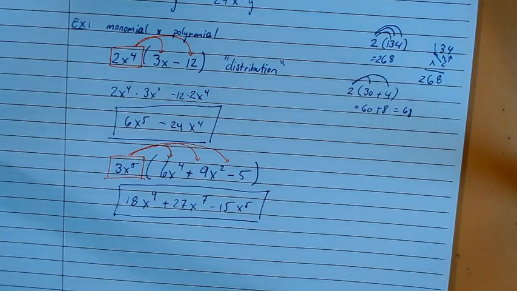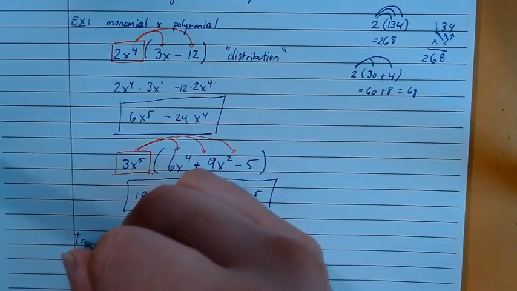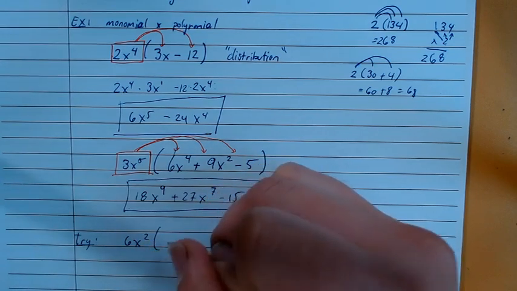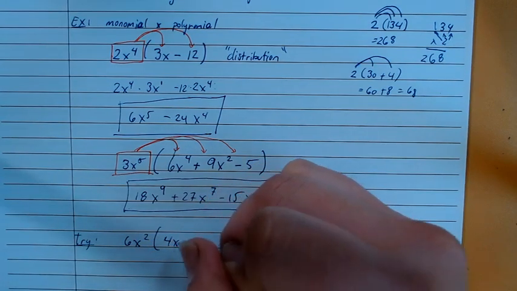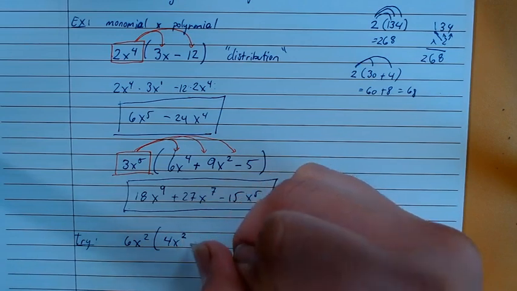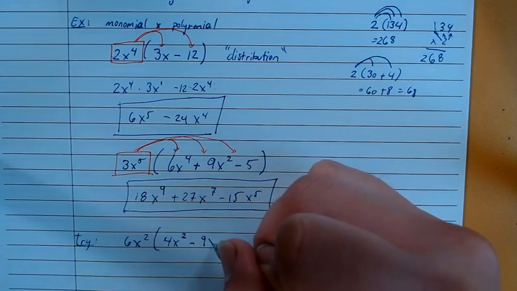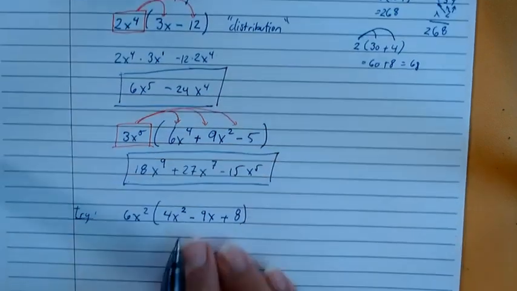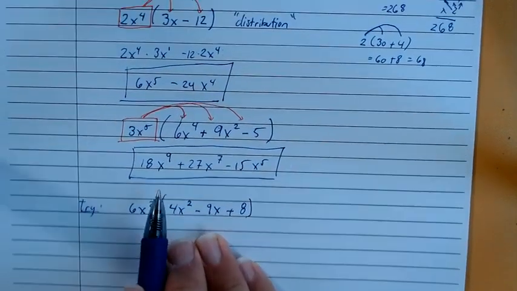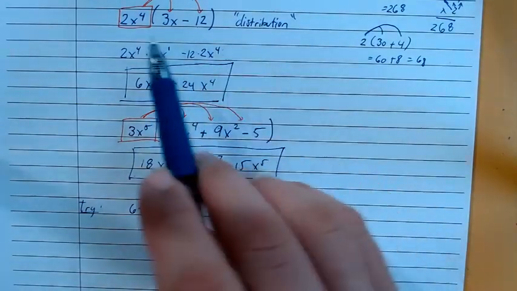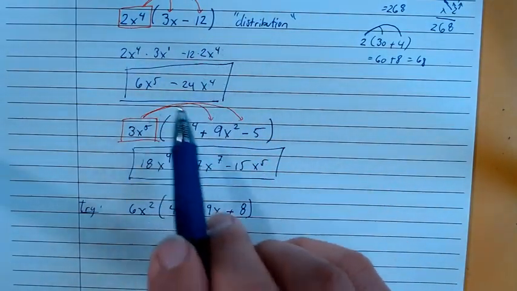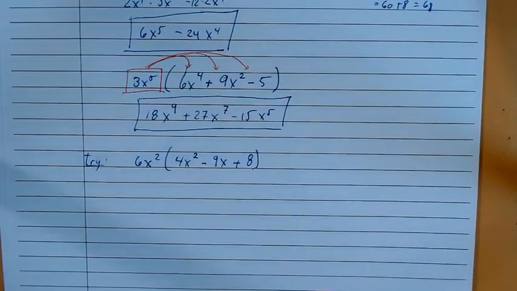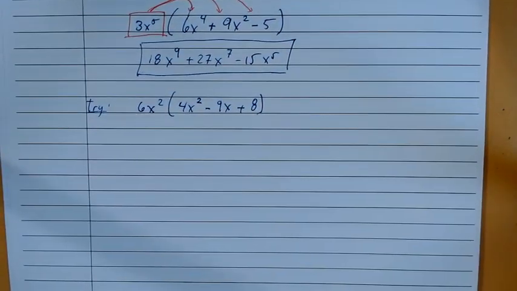So go ahead and give this a try. Go ahead and multiply the following: 6x to the power 2 times 4x to the power 2 minus 9x plus 8. Okay? Go ahead and multiply. We're going to do that by distributing. The process is called distribution. What you're doing is you are distributing. And once you are done, go ahead and unpause the video and we'll go through it together.